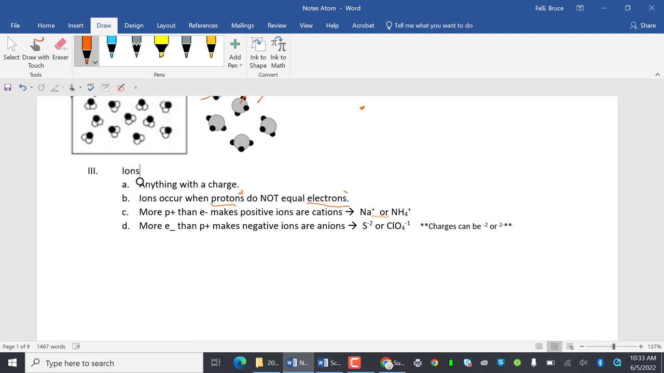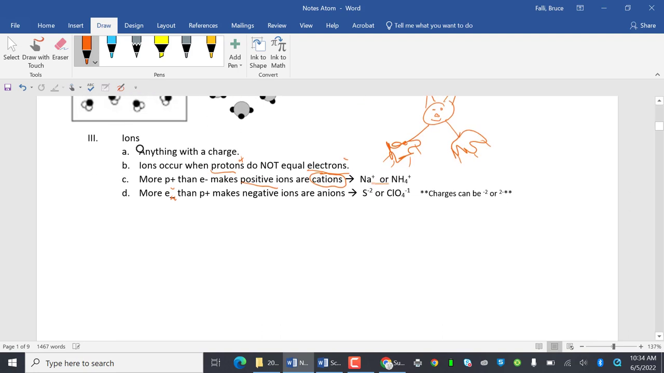More protons than electrons make positive ions, and these are called cations. More electrons, then, makes negative ions, and they are called anions, okay? How I remember this is if I drew a little picture of a cat here, cats are positive because cats have paws, and they have little claws. Cats are positive. So positive ions can be plus one or plus two, and negative ions can be negative two or negative one.